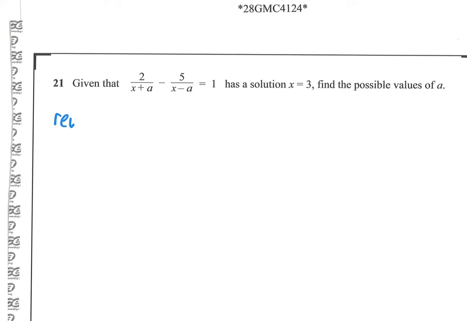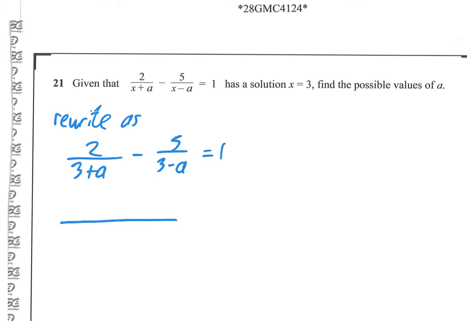So just say rewrite as 2 over 3 plus a minus 5 over 3 minus a is equal to 1. And then this is an algebraic fraction question again. So you've got 3 plus a upon 3 minus a. All I've done, sorry, I didn't say what I was doing there. Take a common denominator. And then you're going to have 2 upon 3 minus a minus 5 upon 3 plus a. And remember your brackets. That's where people go wrong in this.